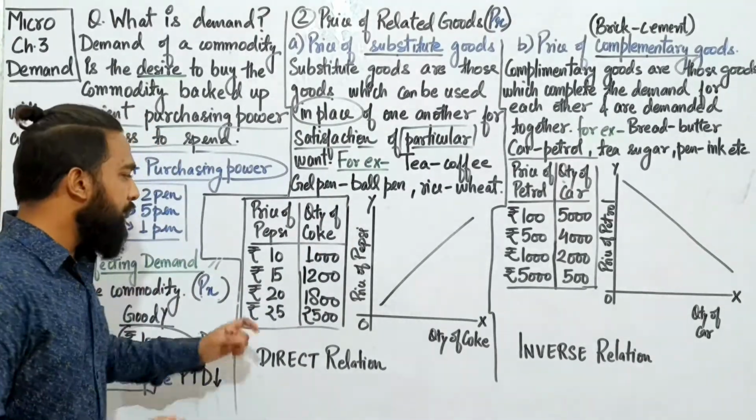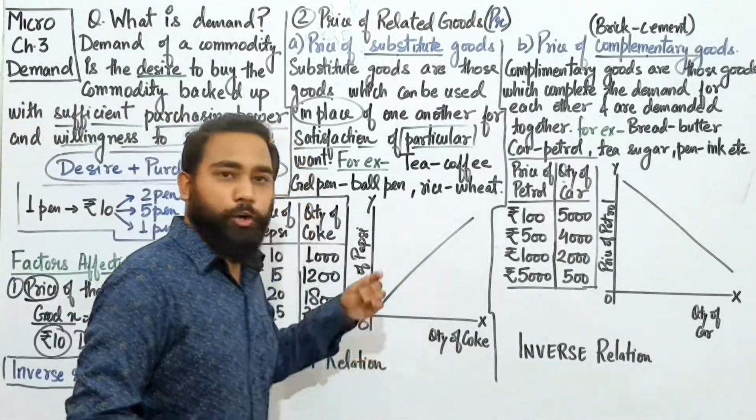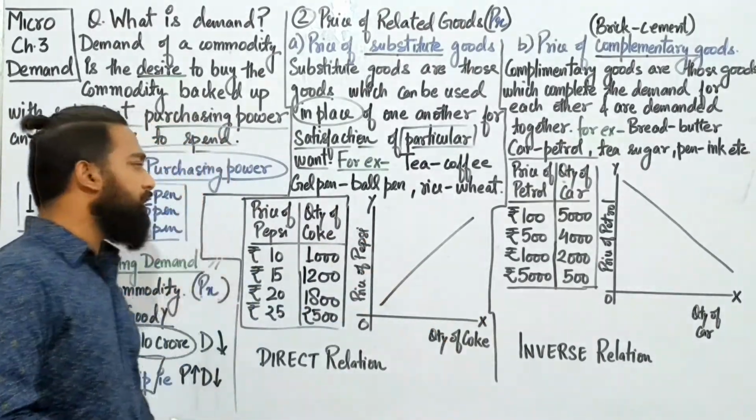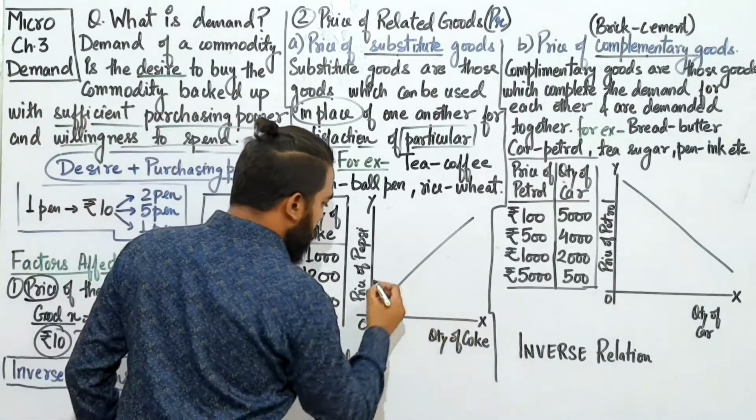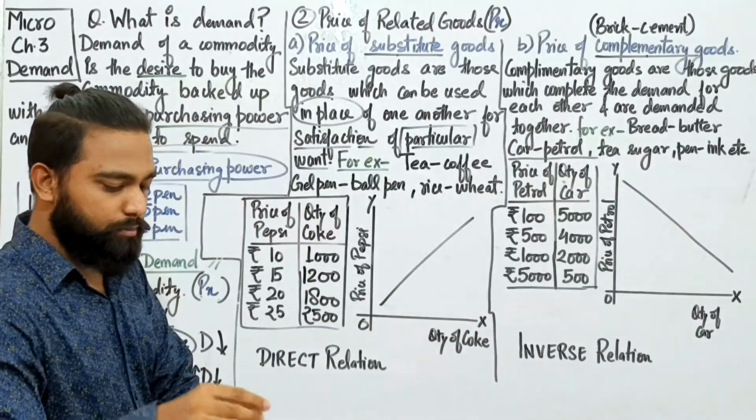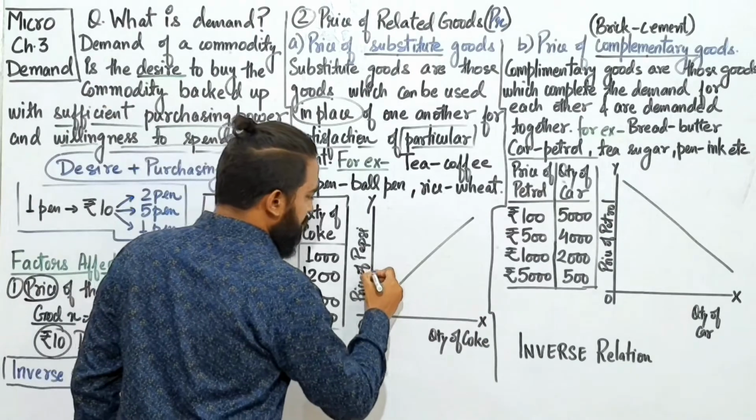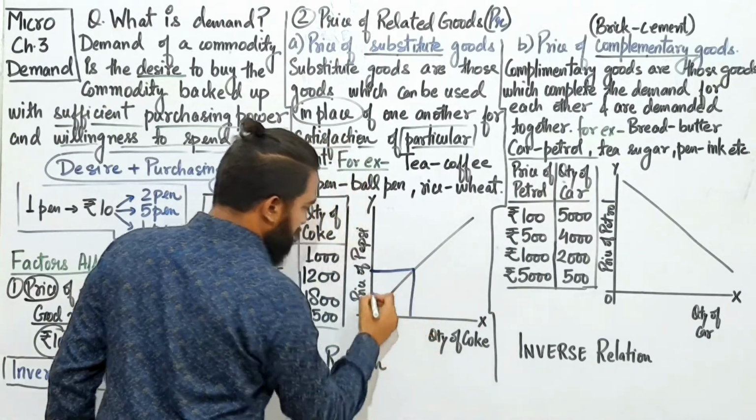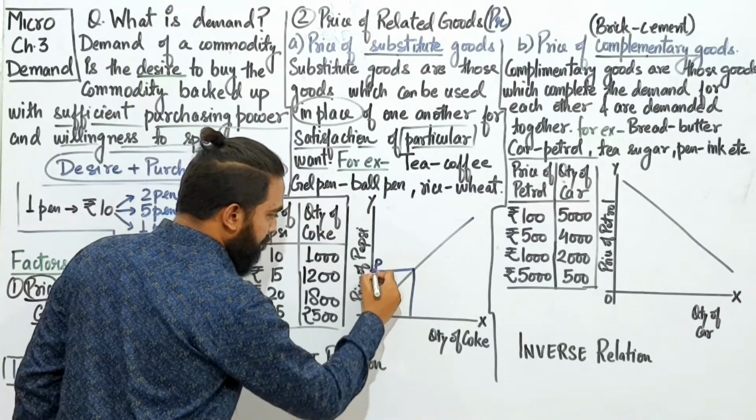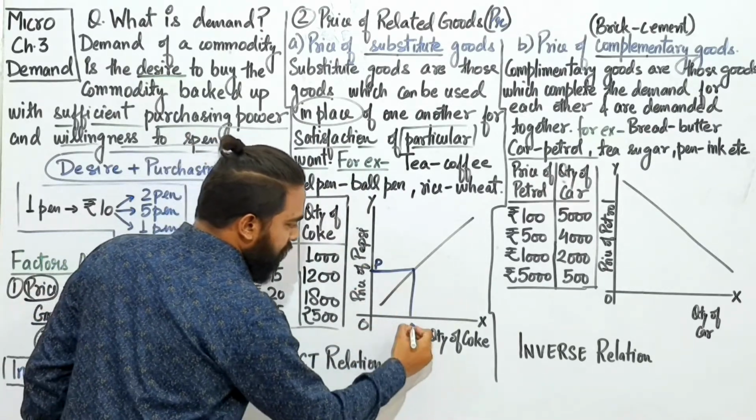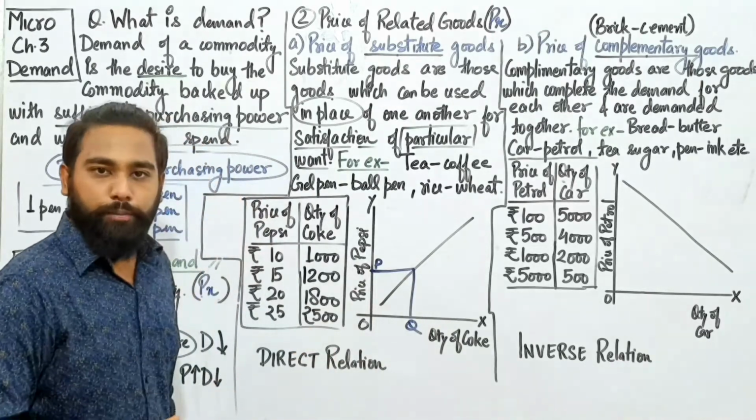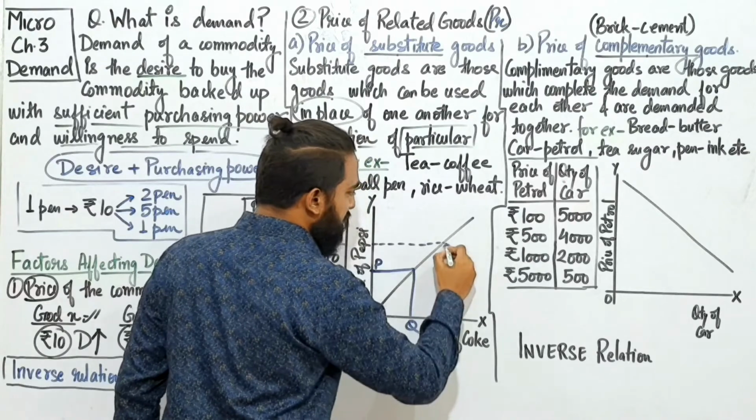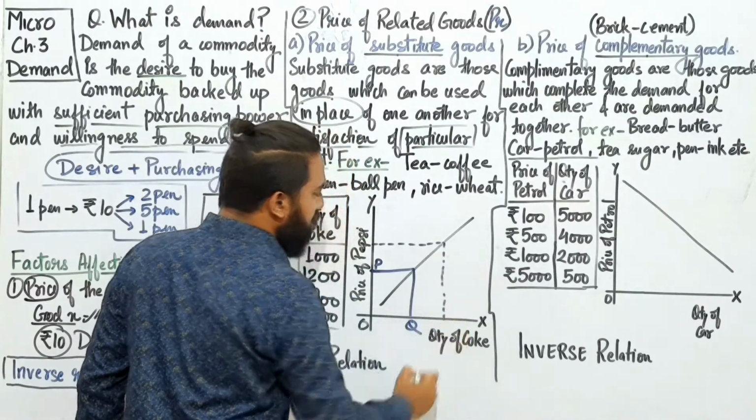Fine, understood? Now you have to show that in the curve. It's not important, but still you can show that in a curve. Now suppose these are the prices of Pepsi. Suppose if this was the price, then the quantity of Coke was this much. When this much was the price of Pepsi, then this much was the quantity of Coke. Suppose the price increased. Price increased, then the quantity of Coke also increased.